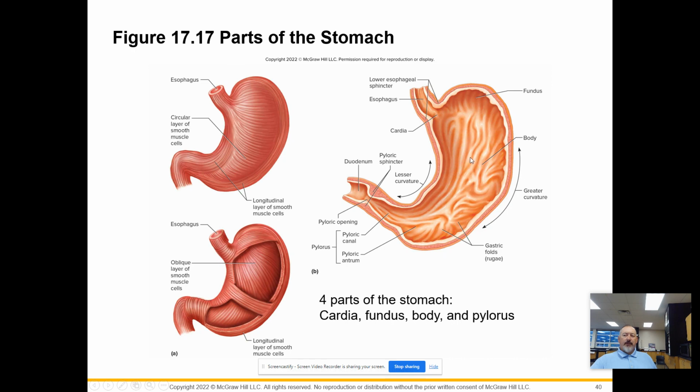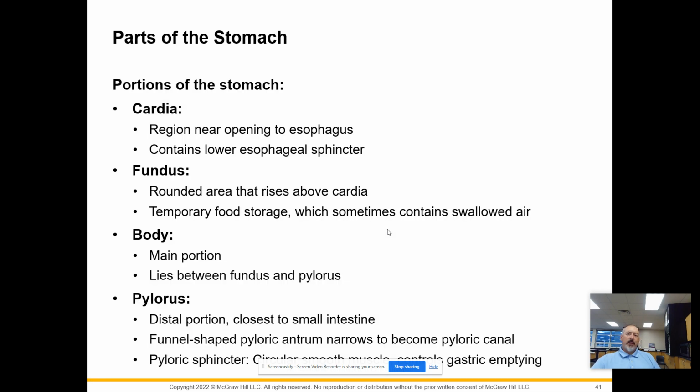Here we have the body of the stomach, and then we have the gastric folds as we're identifying. This is lesser curvature, greater curvature, and we get to the pylorus there. So those are the parts of the stomach. So we're going to look at each part, kind of what they do, and then we're going to look at more of a microscopic side of things.